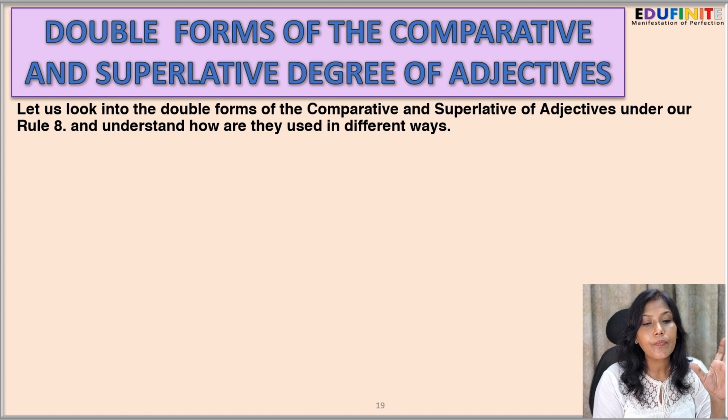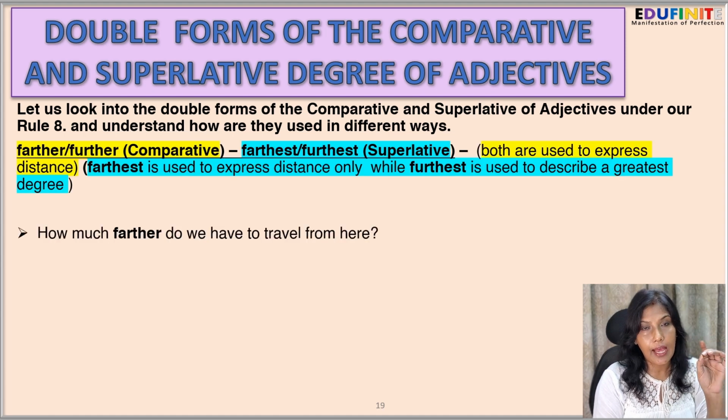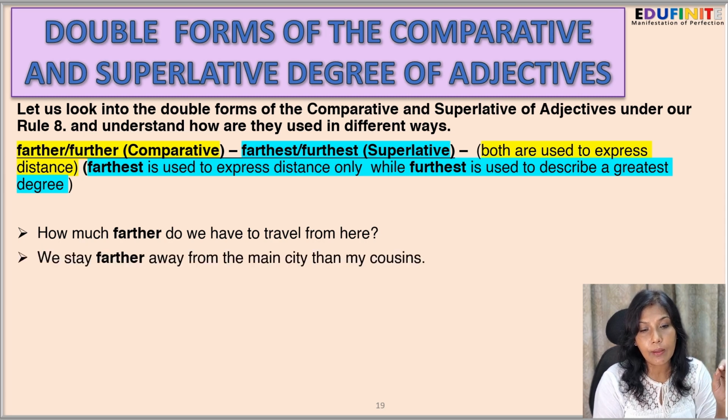Now, next we have farther and further as comparative and farthest and furthest as superlative. Now, farther and further, both are used to express distance. And farthest is used to express distance only, while furthest is used to describe to a greatest degree. Now, let's look into the sentences to understand them. How much farther do we have to travel from here? So, how much distance more do we have to travel from here?